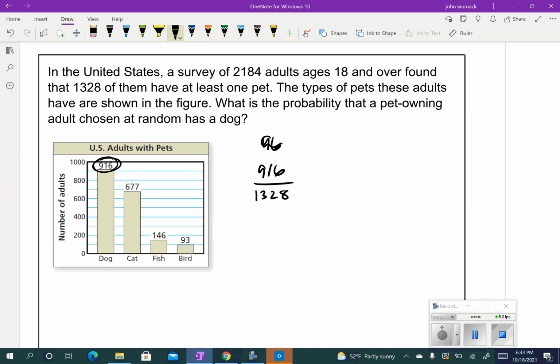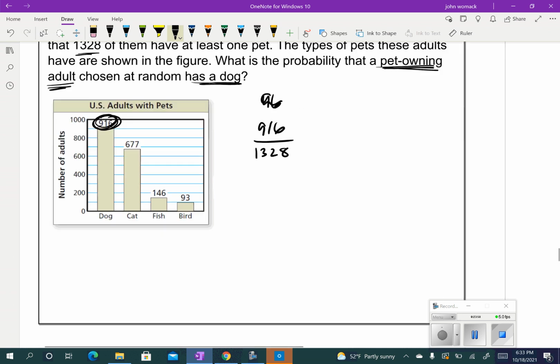So one thing just to be careful with, I did say what's the probability that a pet-owning adult chosen at random has a dog. So I'm not looking at all the people. I'm only looking at the pet-owning adults. That's why it was only out of the 1,328, because those are the ones that had at least one pet. And out of those, 916 had a dog. And again, you could write that as a reduced fraction. You could change it to a decimal or a percent, however you want to look at that.